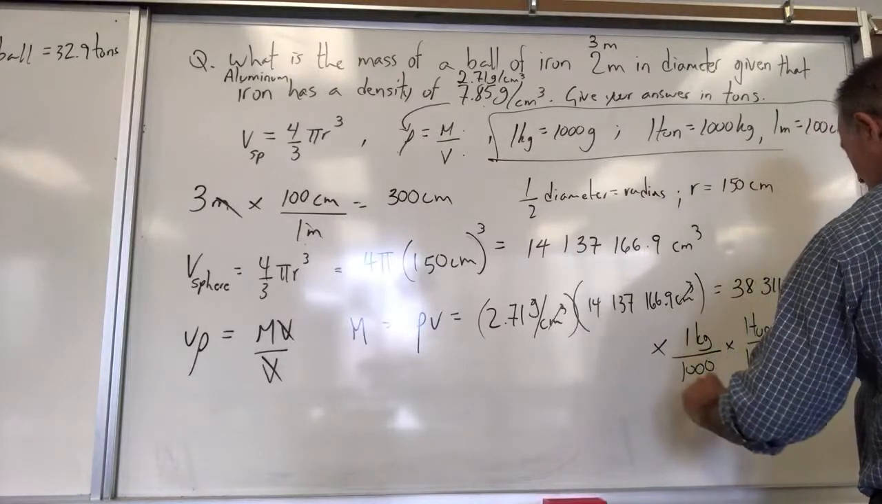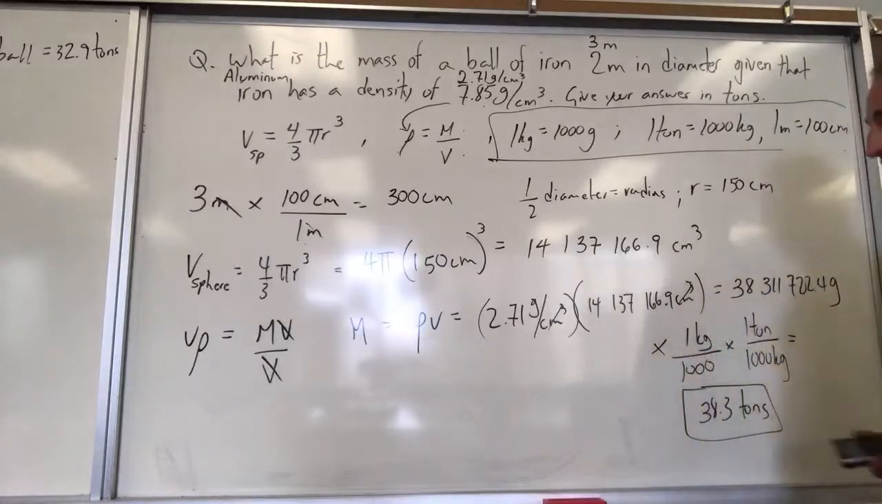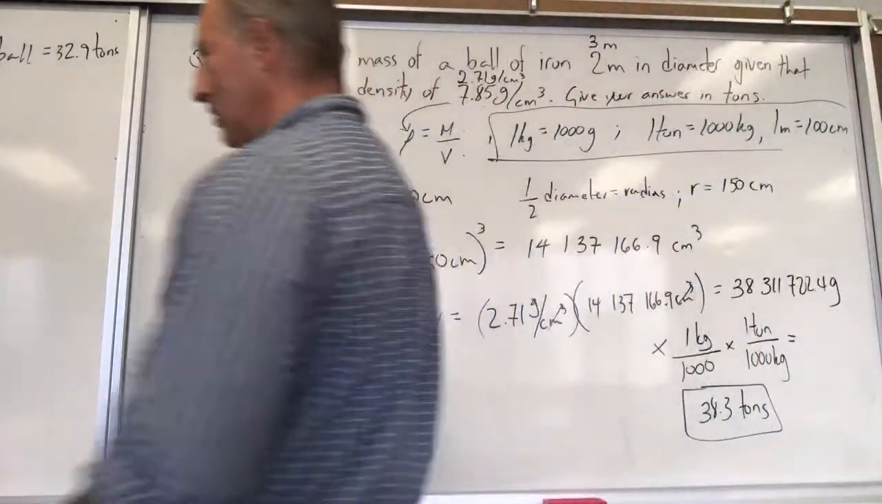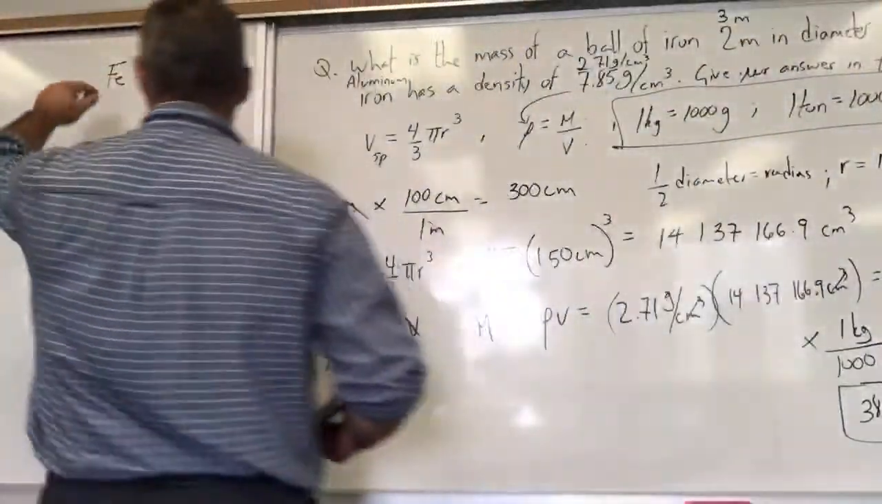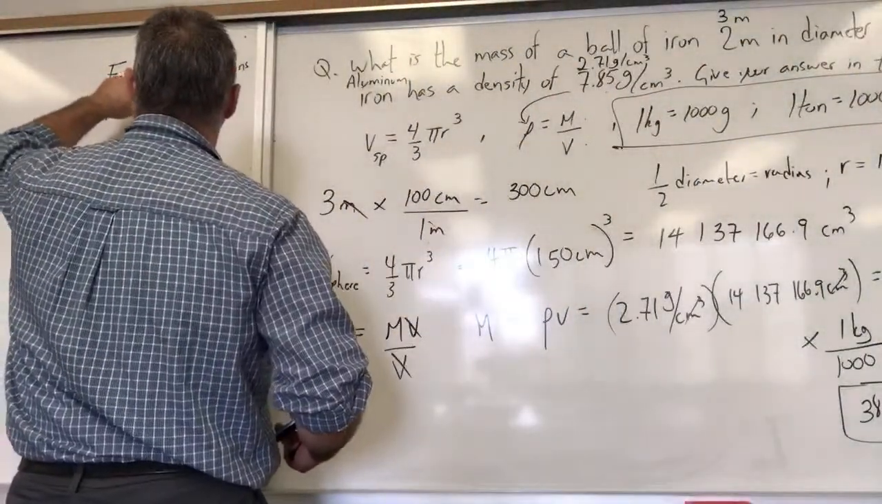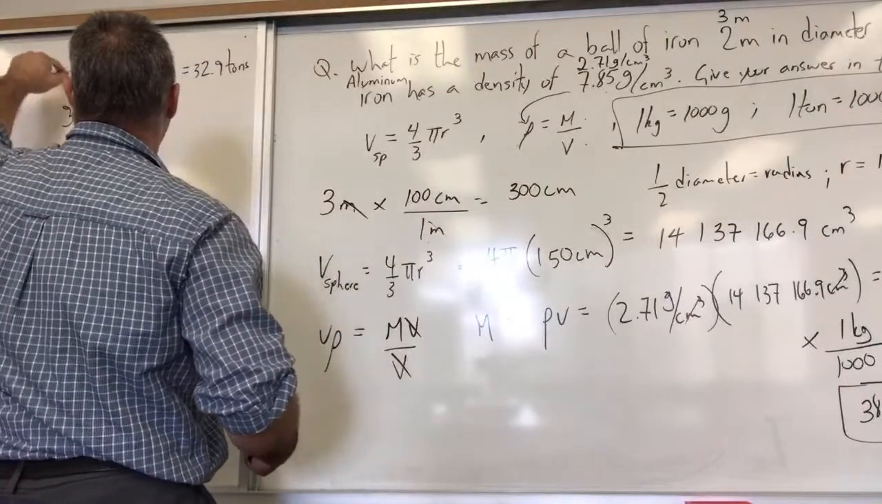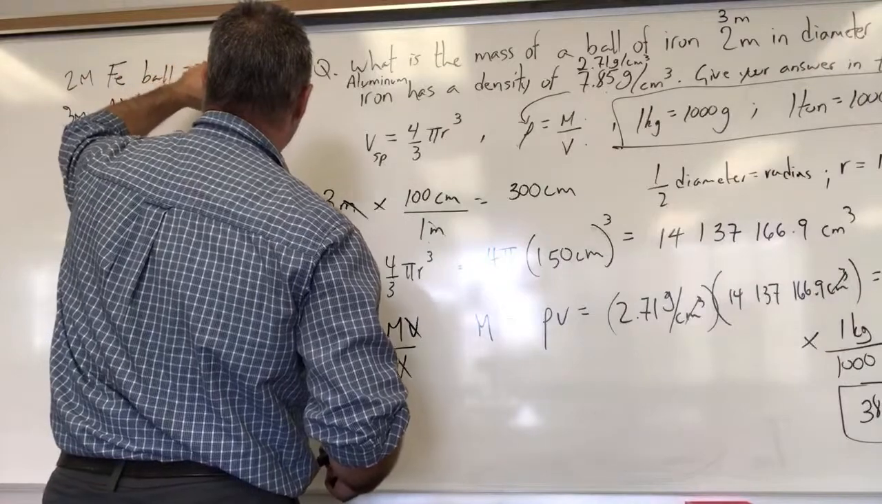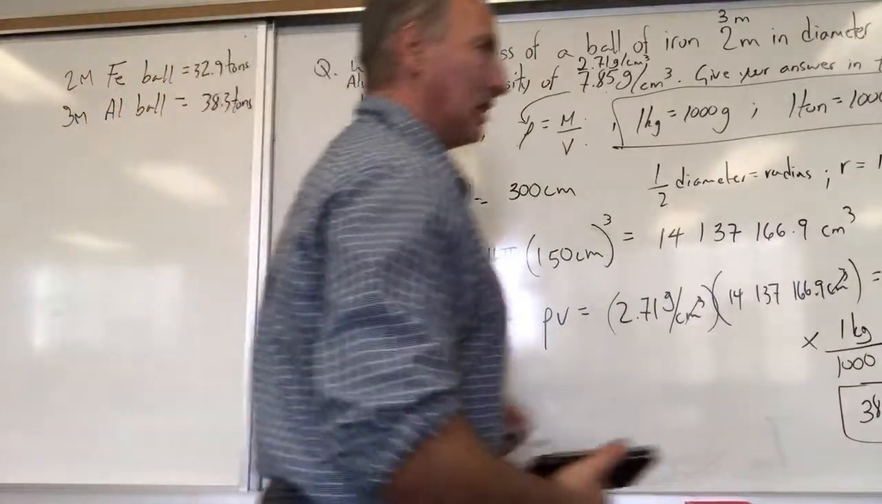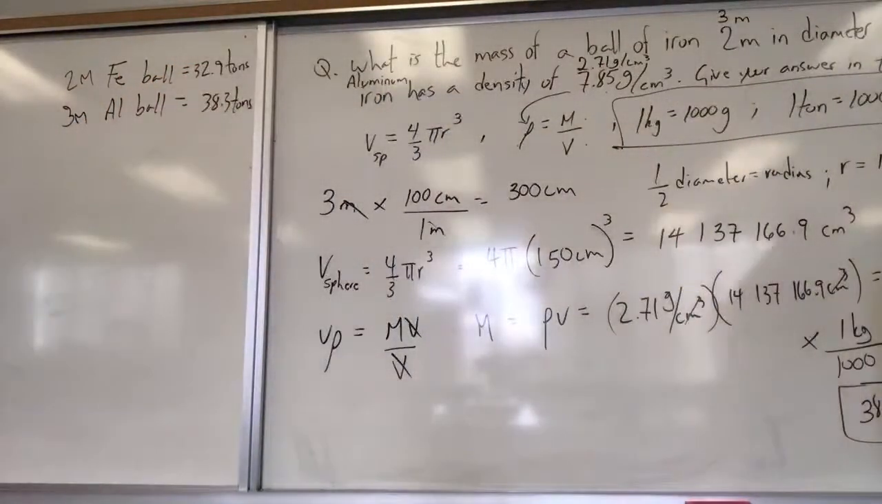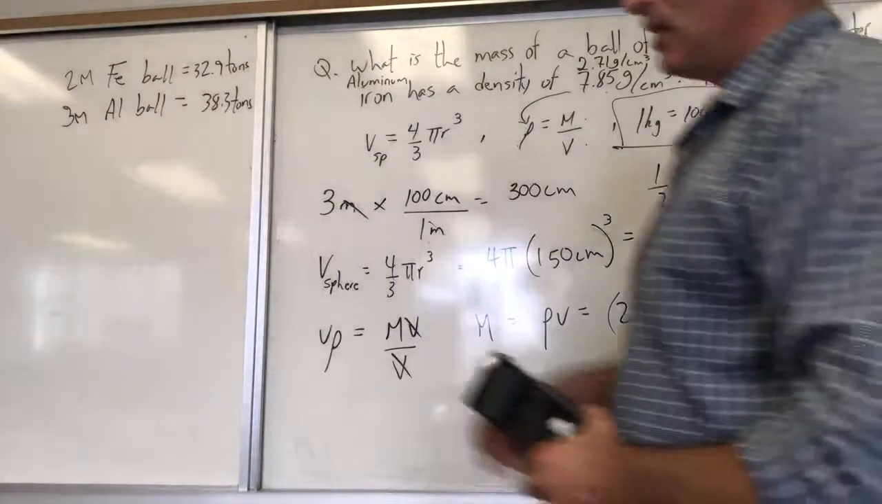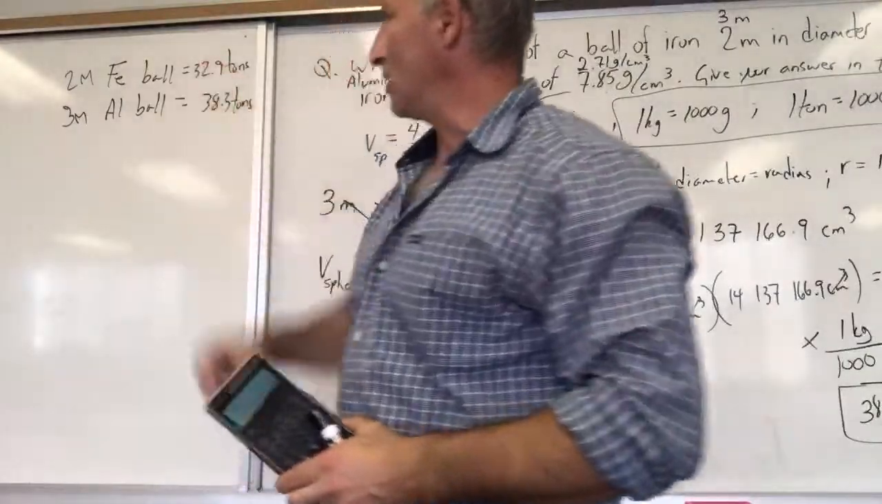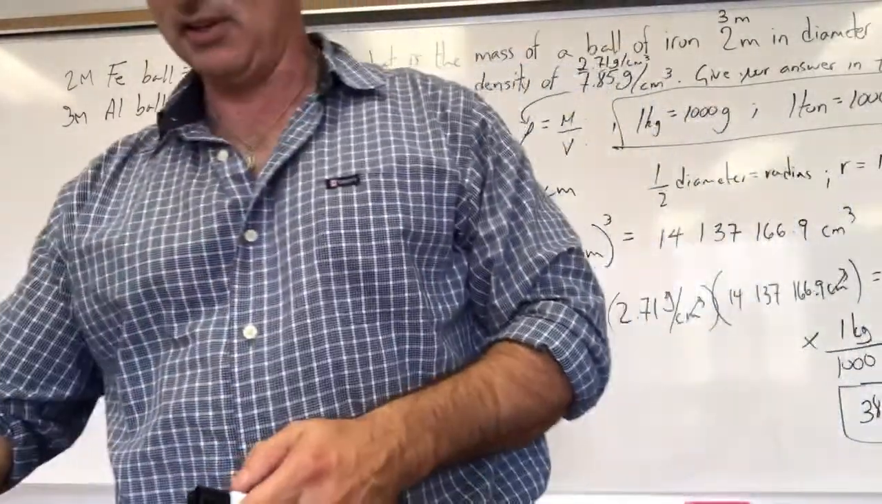So the aluminum ball, 3 meters across, would weigh 38.3 tons, and the iron ball would weigh 32.9. So this is 3 meters, this is 2 meters, and that's 38.3 tons. Even though it's made of a metal that's less dense, the fact that you make it a 3 meter diameter more than makes up for it, and as it turns out, the aluminum ball weighs more than the iron ball, although the iron ball is definitely denser.